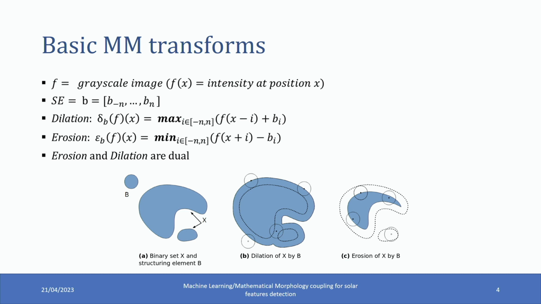So in practice, the output image that we'll have after a dilation operation will be an expanded image, like we can see here. So the brightest regions will be enhanced. And on the other hand, if we apply an erosion operation, then we will have a more compressed image, and the darker regions will be enhanced.